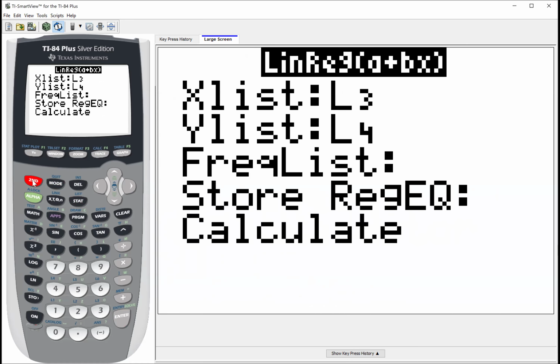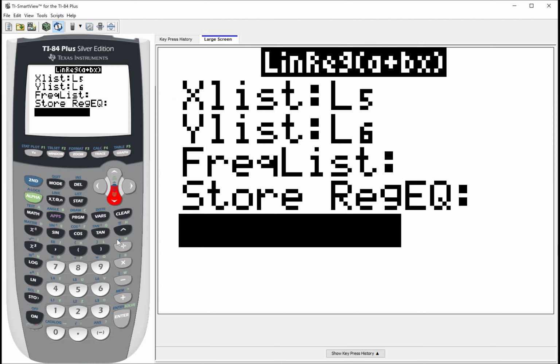And put your X list. Mine was L5, so I have to change that to L5. My Y list was L6, so I'm going to change that. And again, leave the frequency list and store reg equation empty. We just need the Y list and the X list, and then we're going to calculate.